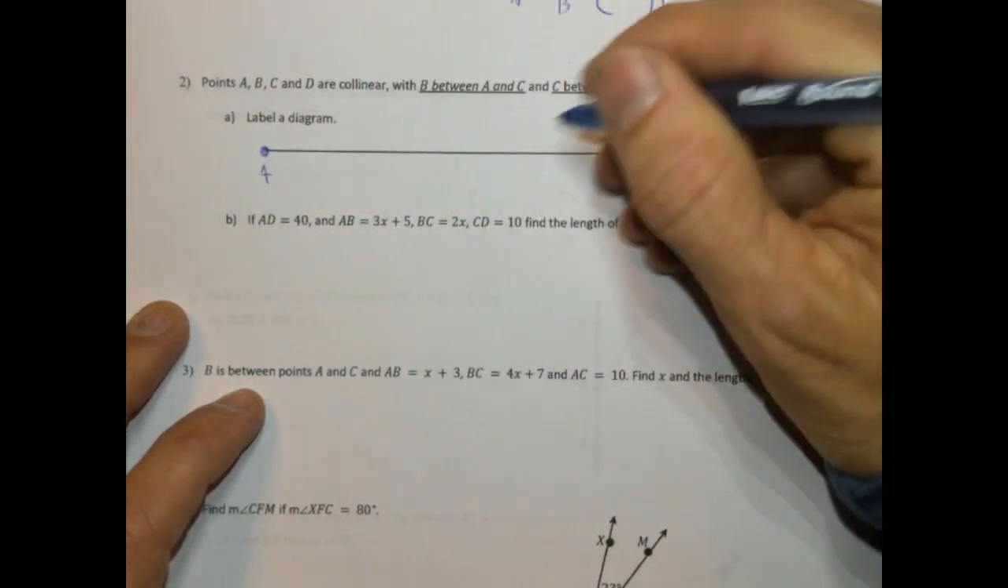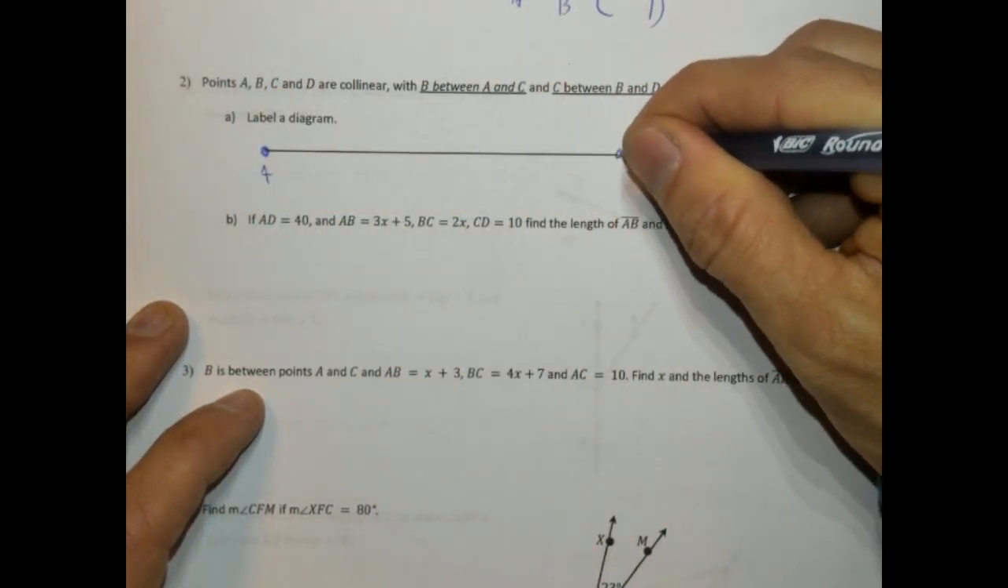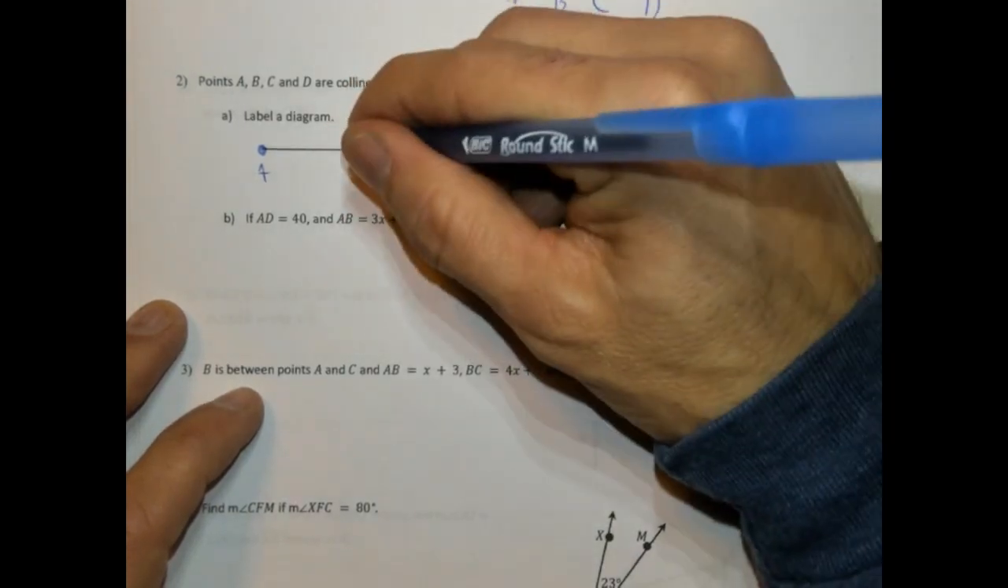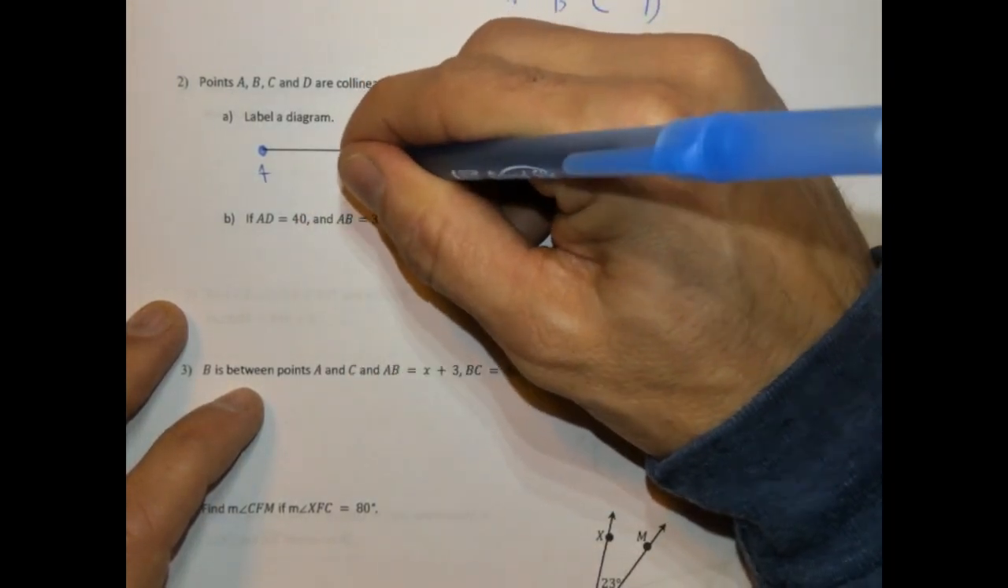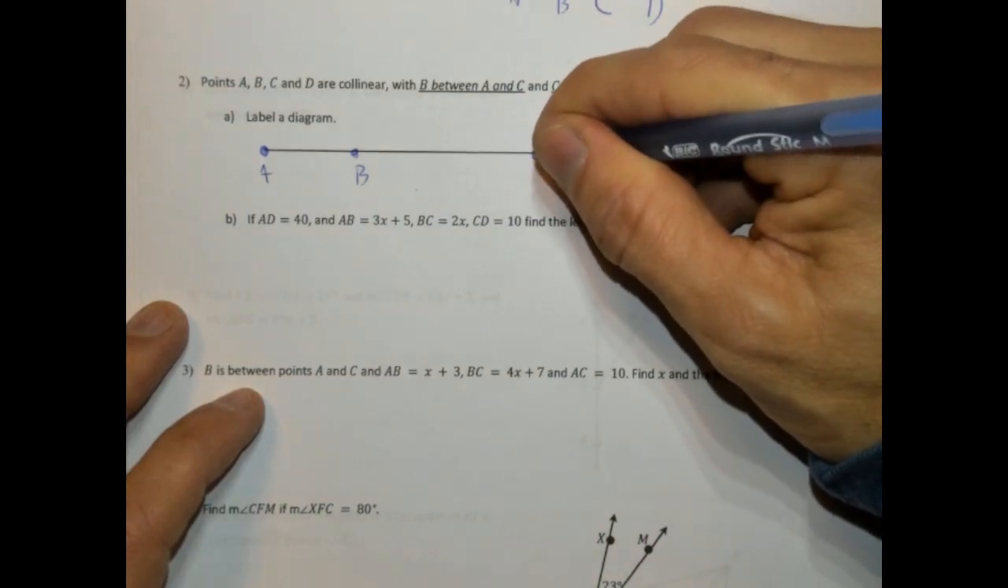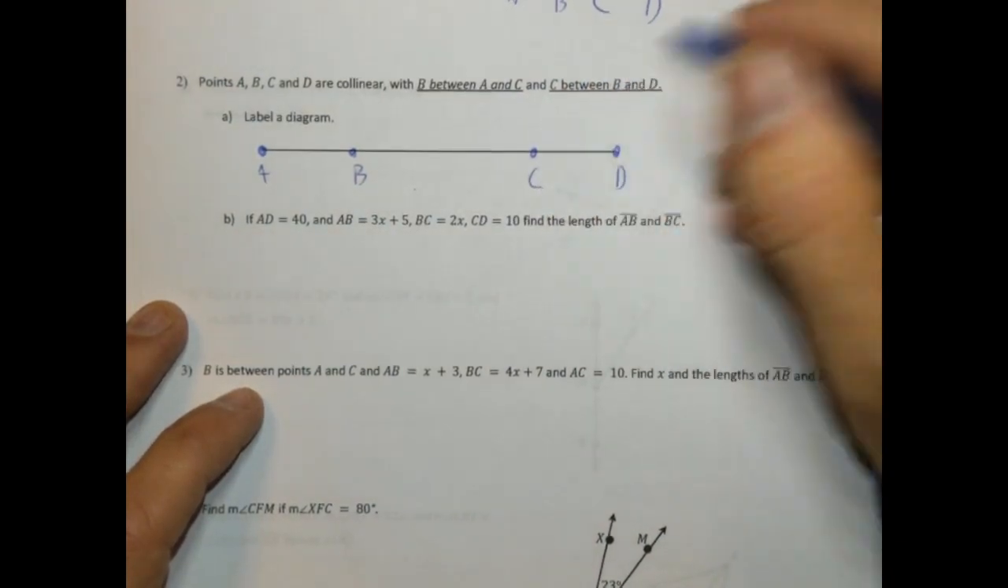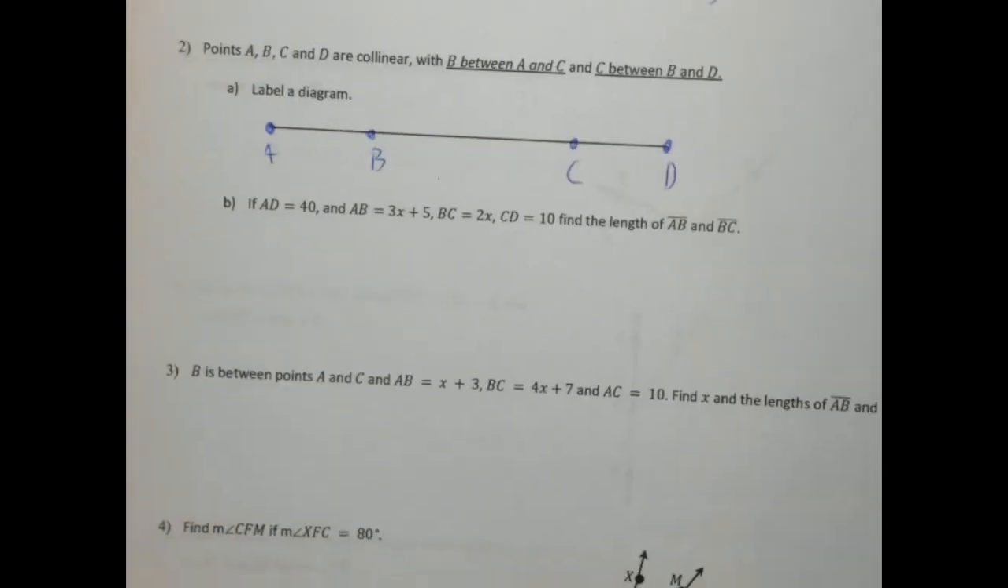So we're going to label these. A, just in alphabetical order, D, B, and C. Okay, let's zoom in here so it's easier to read.